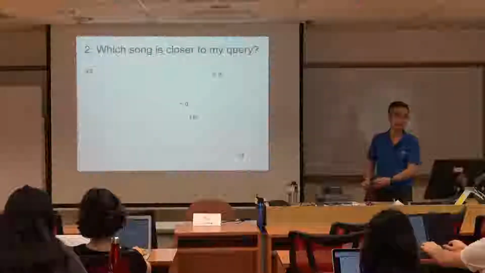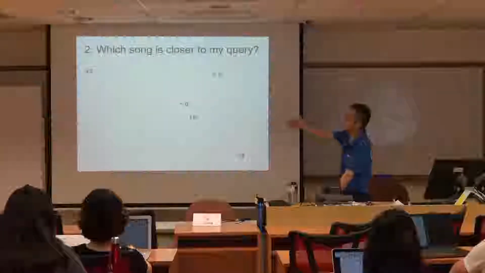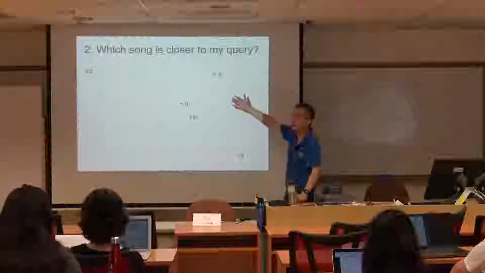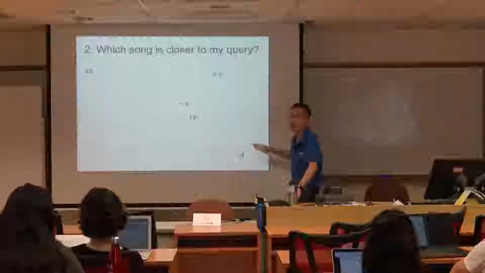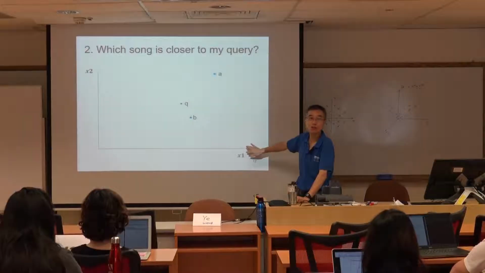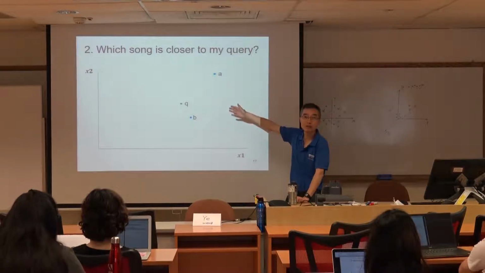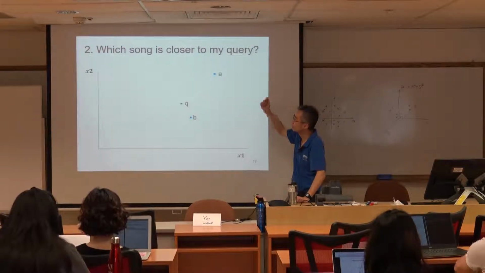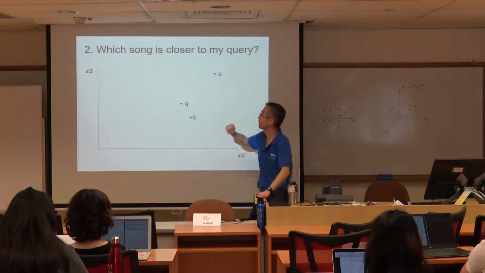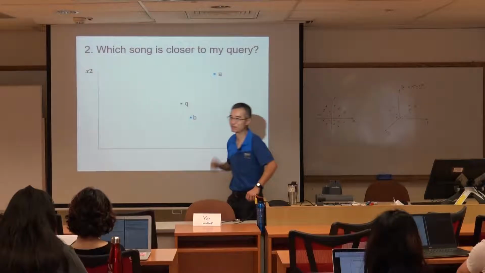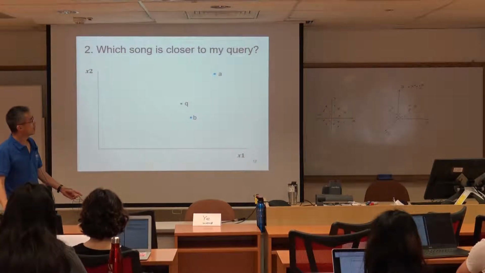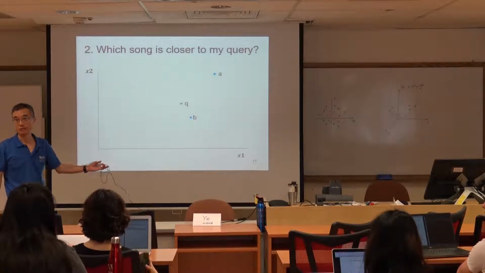Now, I have another example. Which song is closer to my query? Now, I project these three data points again, still in a two-dimensional feature space, x1 and x2. Which one is closer to my query Q here? So what do you think? Yixing. B this time is closer, correct?